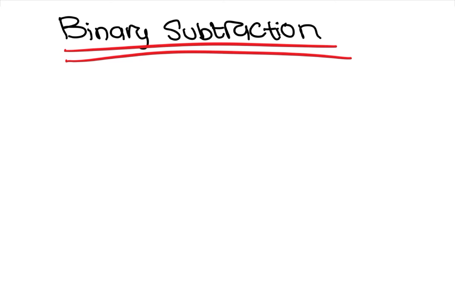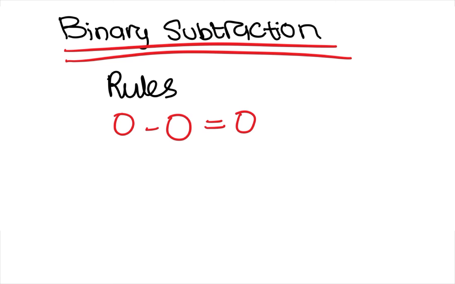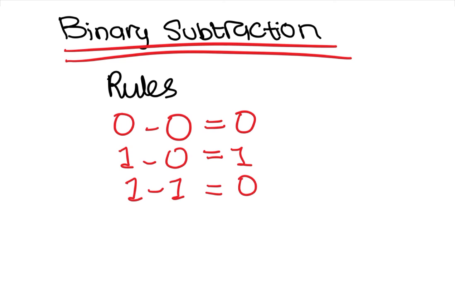The rules are as follows. 0 minus 0 gives us 0. 1 minus 0 gives us 1. 1 minus 1 gives us 0. And 0 minus 1 is a carry.